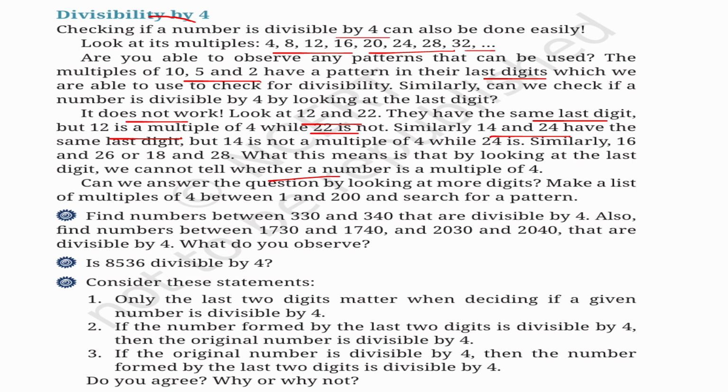Consider these statements. Only the last two digits matter when deciding if a given number is divisible by 4. So, in order to check whether a number is divisible by 4, only the last two digits of the number will matter. If the number formed by the last two digits is divisible by 4, then the original number is divisible by 4. If the original number is divisible by 4, then the number formed by the last two digits is divisible by 4. Do you agree? Yes.